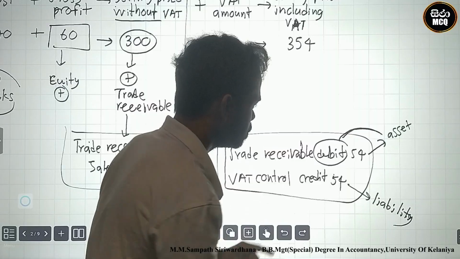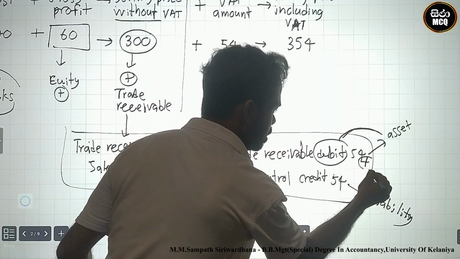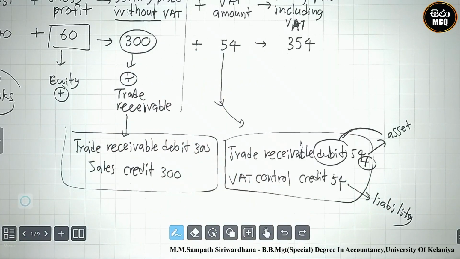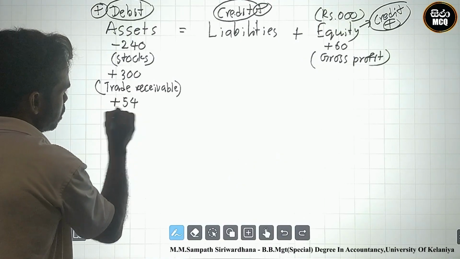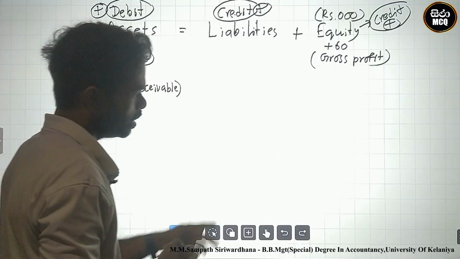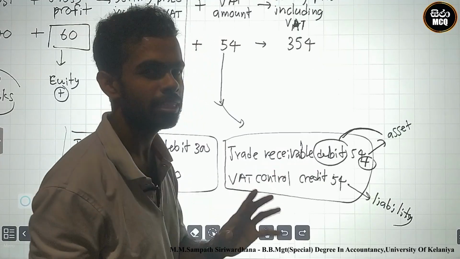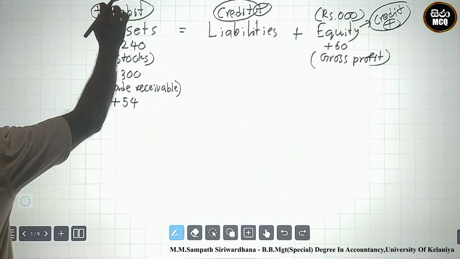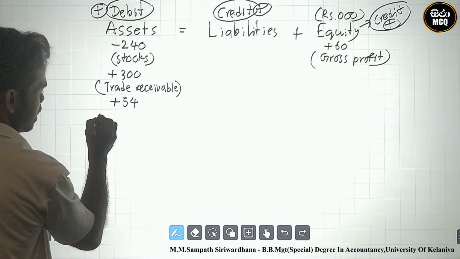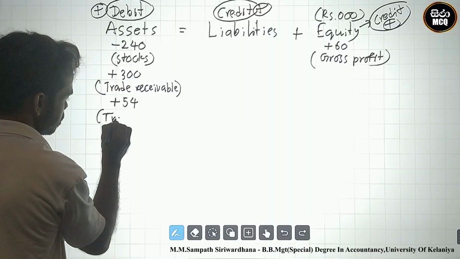You must be plus 2. Trade receivable asset debit 54. Asset debit 54. 54 trade receivable plus. Why? Trade receivable debit. Debit means asset. Asset debit, you must add to. This is debit plus in trade receivable.